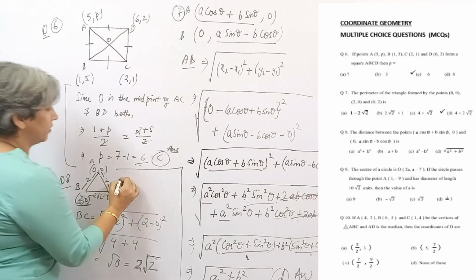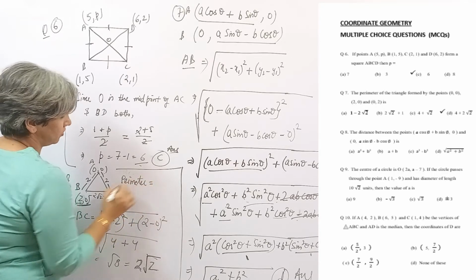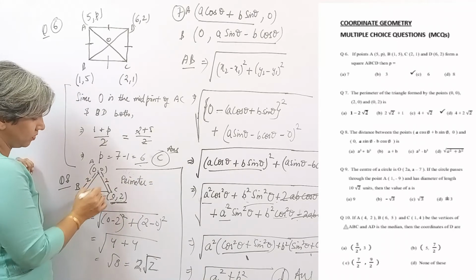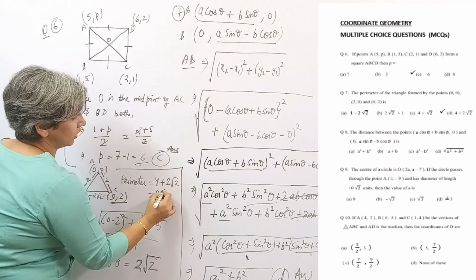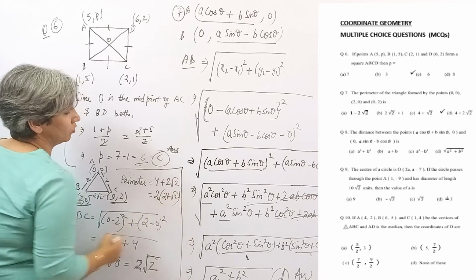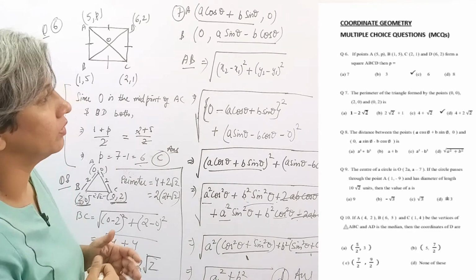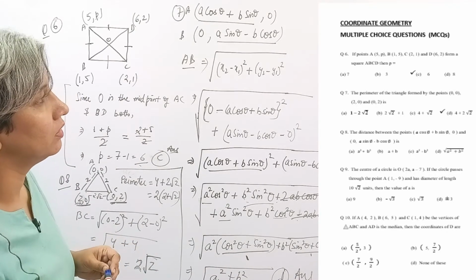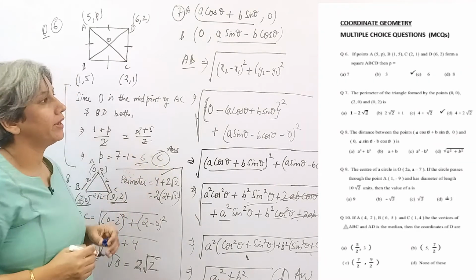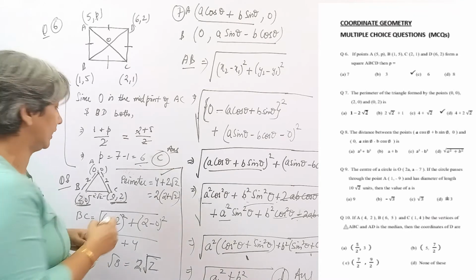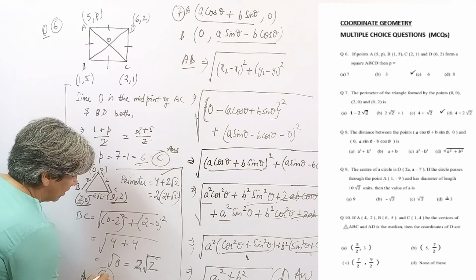So perimeter of this triangle would be 2 plus 2, which is 4 plus 2 under root 2. We'll take 2 common, 2 plus under root 2. Whichever way, let's see which one is there in the option. Question number 8, as you can see, it is 4 plus 2 under root 2. So which is option number D. So question number 8, answer is D.